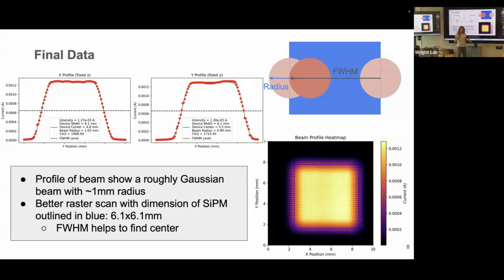Exactly, and the model actually depends on the beam being bigger than the cells in order for the calculus to work. It's a 1 millimeter radius beam and the cells are 35 microns, so it's nowhere near. Okay, thank you.